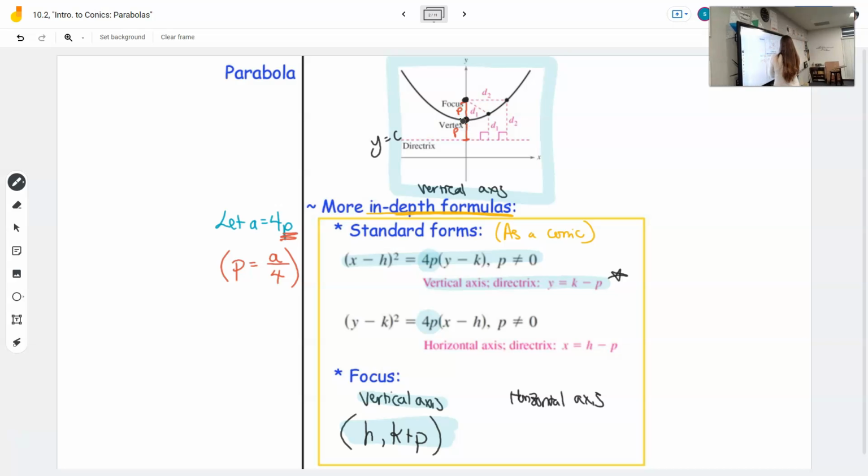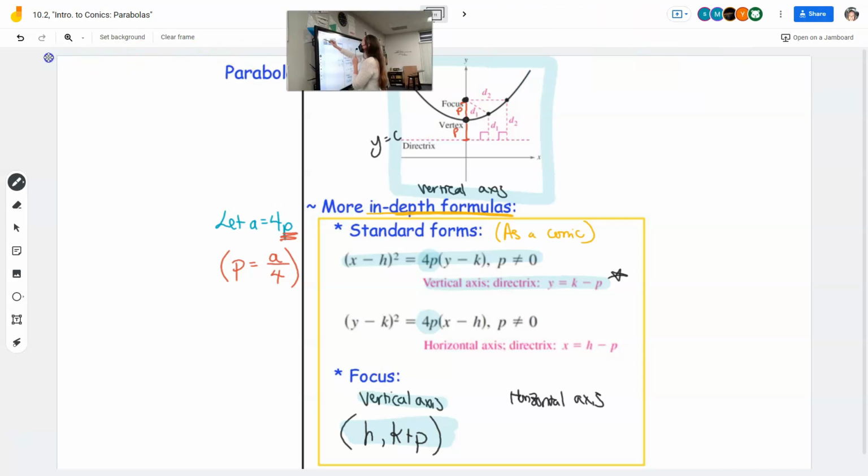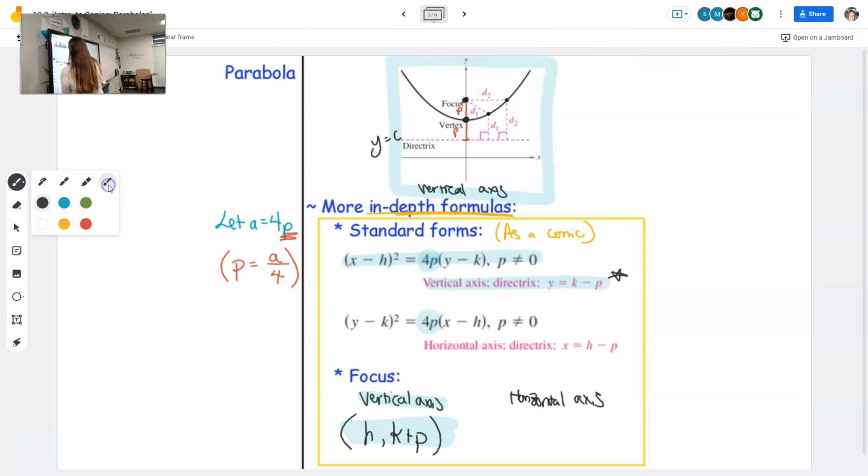The question is, what's going on with the horizontal axis? As you guys mentioned, the whole (x minus h) squared thing, that's normal. What's not normal? The y is squared. What happens if the y is squared? If this is a vertical axis, well, I better talk about a horizontal axis.